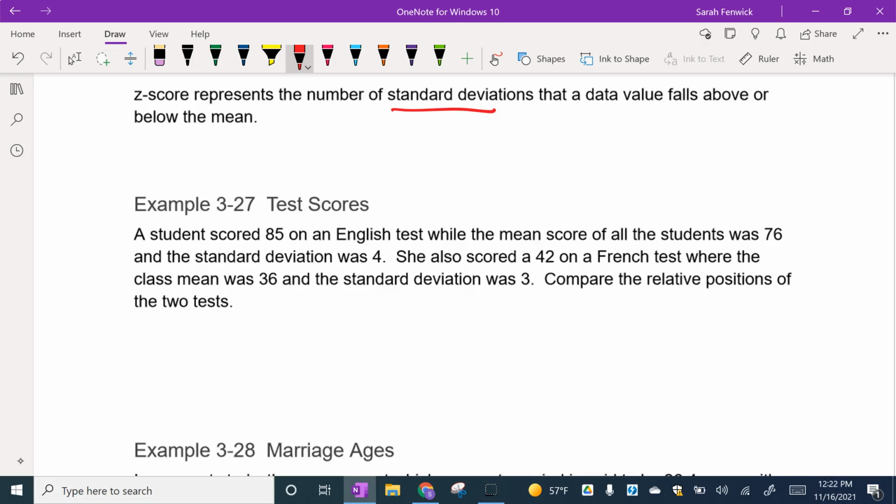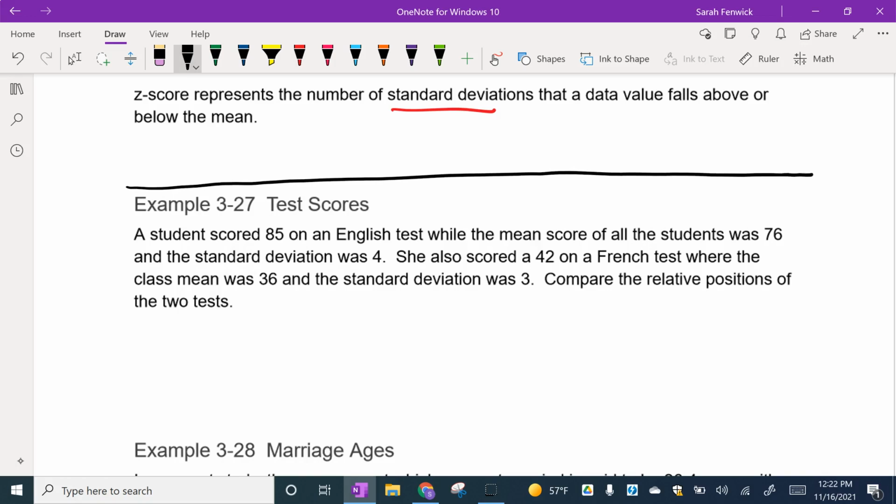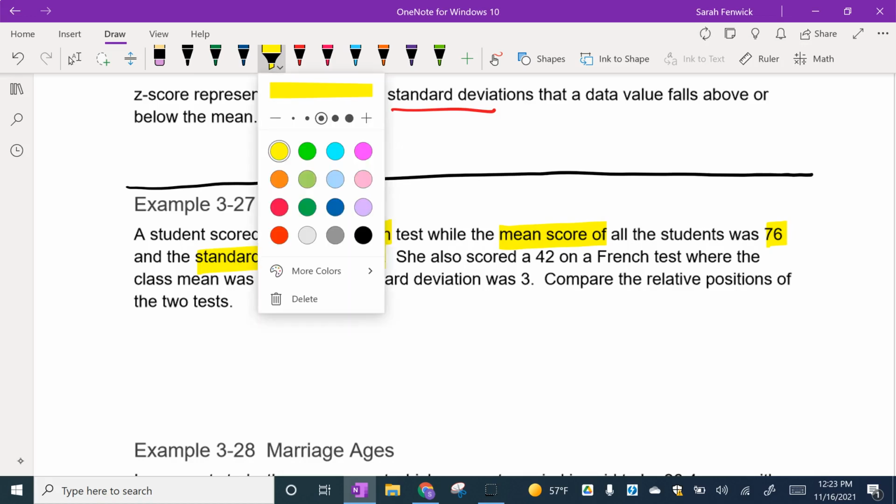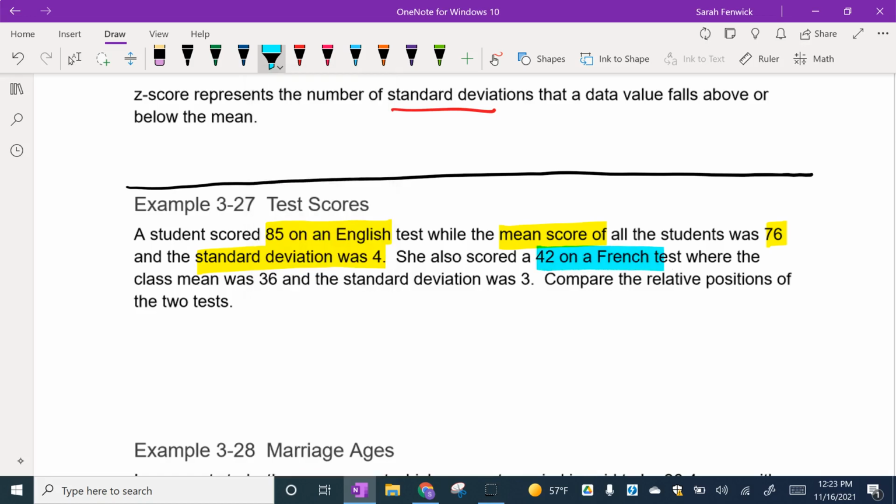Okay, so let's see if we can understand this. In this first example, we're talking about a student who took an English test and a French test. On the English test, the student scored 85. The mean score was a 76. The standard deviation was 4. She also scored a 42 on her French test, which sounds horrible when you start talking. But the class mean was 36 and the standard deviation was 3. And they want you to compare the relative positions.